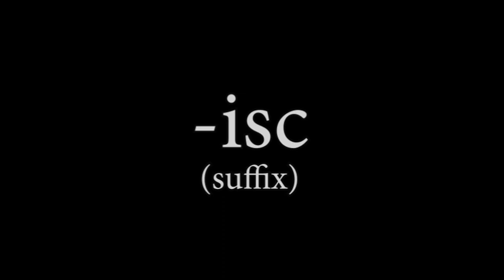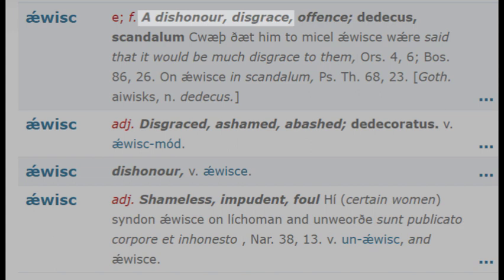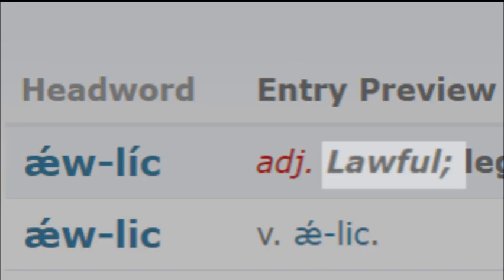Further, when applied the suffix of ish as a noun, it bears the meaning of dishonor, disgrace, and as an adjective, bears the meaning of disgraced. This goes very much against what Dharma stands for, which is the opposite of these meanings. This can only cause confusion, because there is also Ǣwlic, which means lawful.